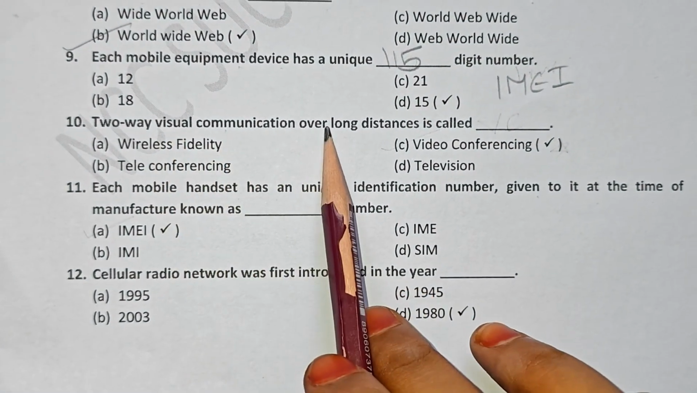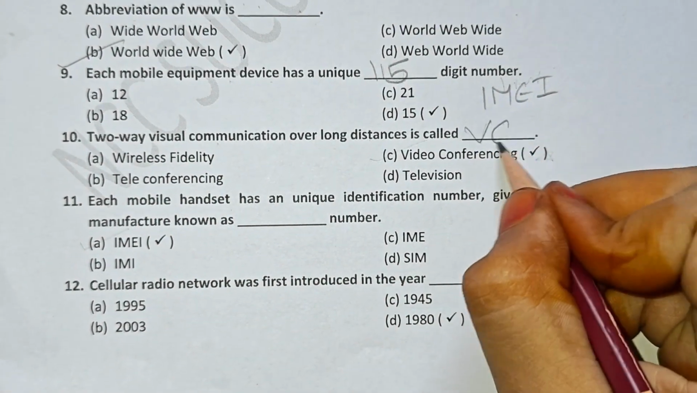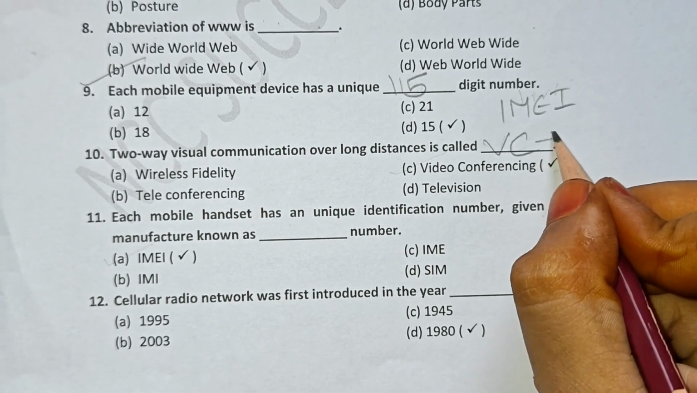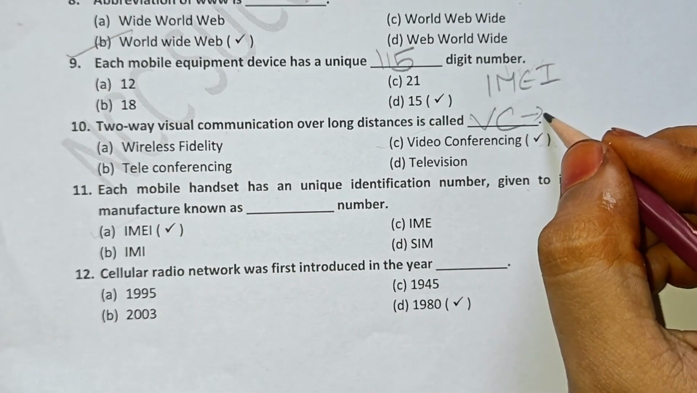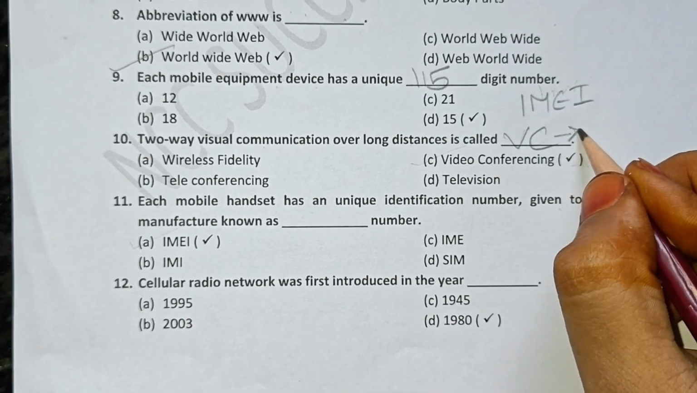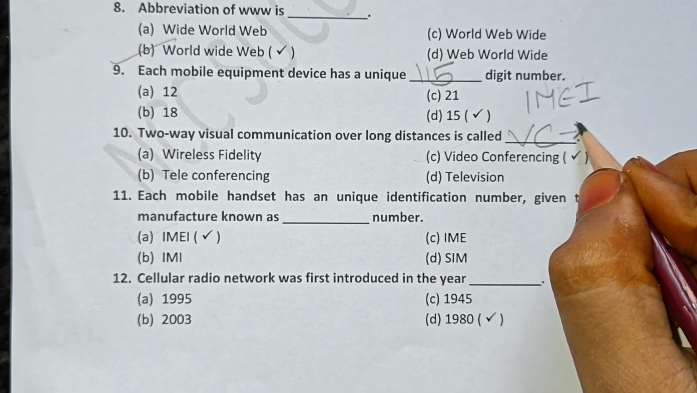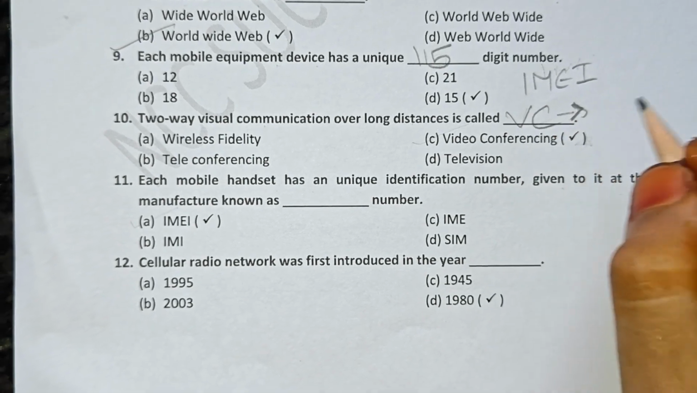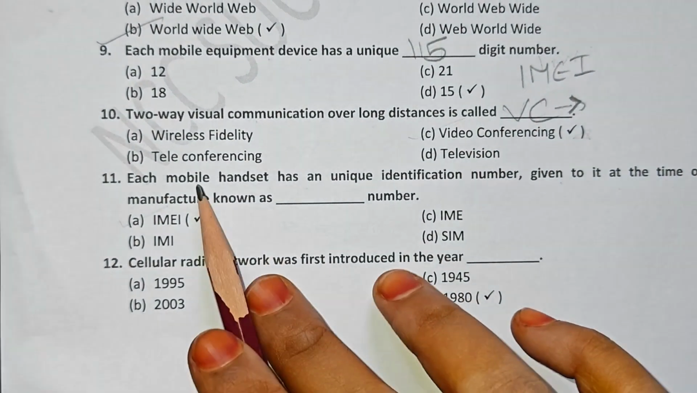The two-way visual communication over long distance is VC, that is video conferencing, through which we can contact our family or friends who are present at a long distance. And nowadays mostly friends or families abroad are contacted through video conferencing.